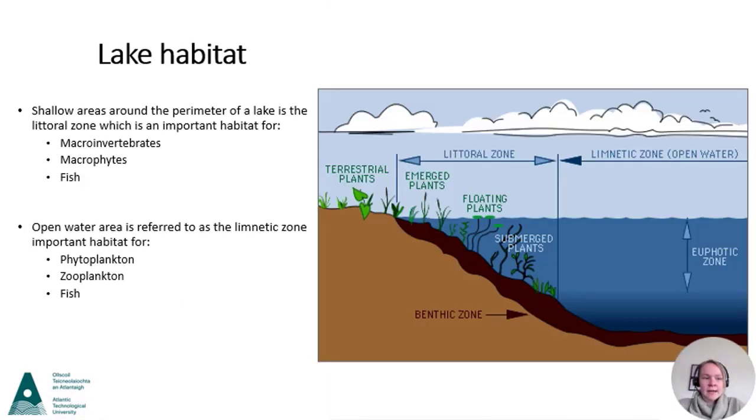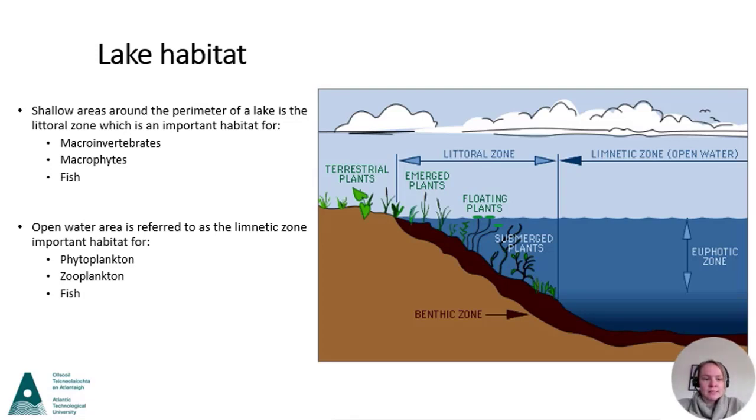So if we look at the lake habitat, there's two main areas. So we have a shallow area around the perimeter of the lake, which is called the littoral zone. This is an important habitat for our plants or our macrophytes. So we can have emerged plants, floating plants, or fully submerged plants. We have macroinvertebrates, either free living within this area or in the sediments. And we also have fish, which will move between the littoral zone and the limnetic zone.